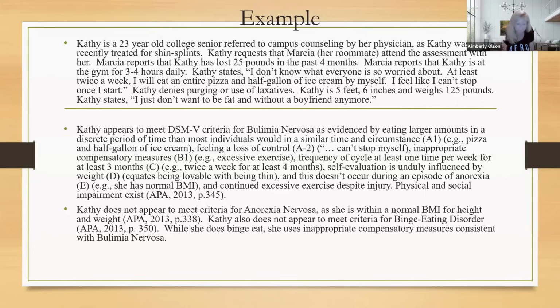So, for example, Kathy appears to meet DSM-5 criteria for bulimia nervosa, as evidenced by eating larger amounts in a discrete period of time than most individuals would in a similar time and circumstance. That is symptom A1 right out of the DSM. In her case, eating an entire pizza and a half gallon of ice cream. Feeling a loss of control, that's symptom A2 right out of your DSM. She feels like she can't stop herself.